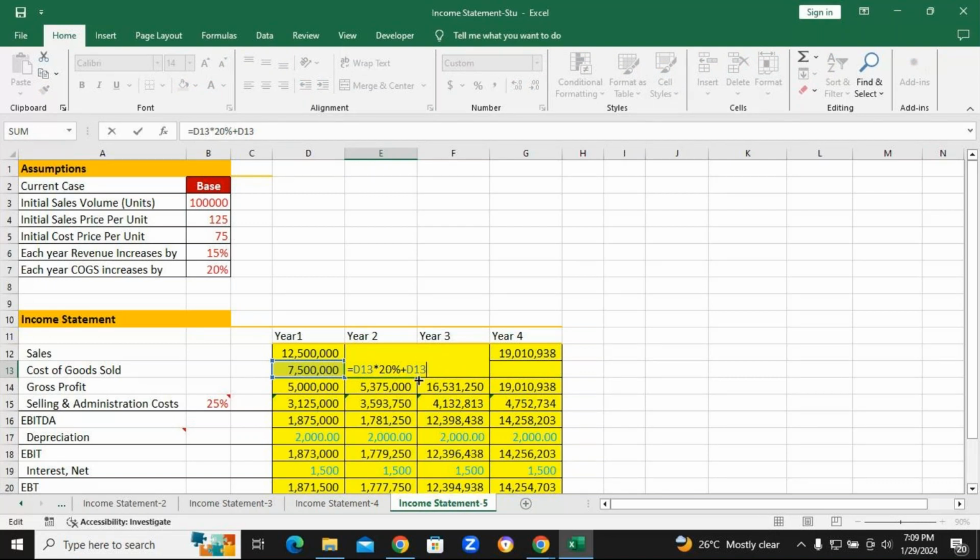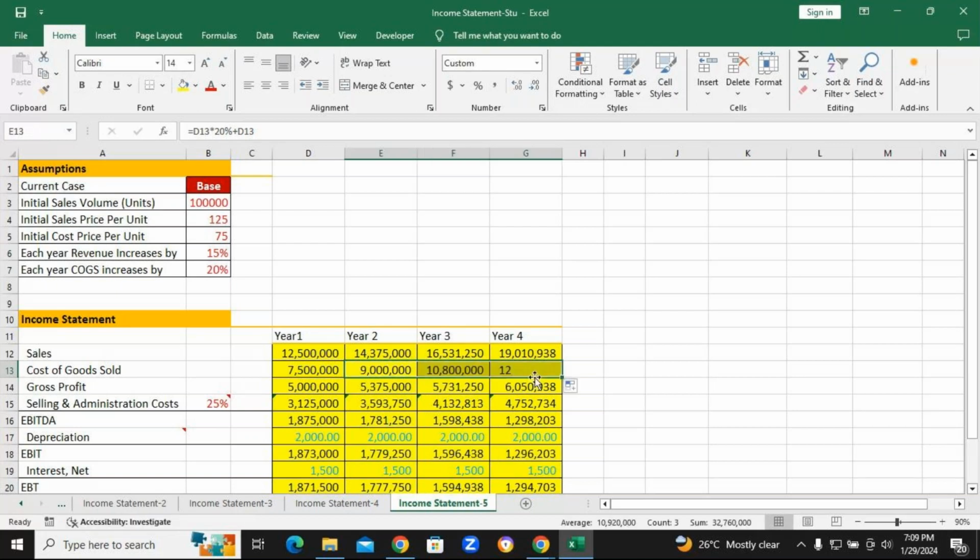So I have to add it with the previous year value. Then I will be getting this current year's value. So I am going to increase the same for the rest of the years. Yes, ma'am. Got it.